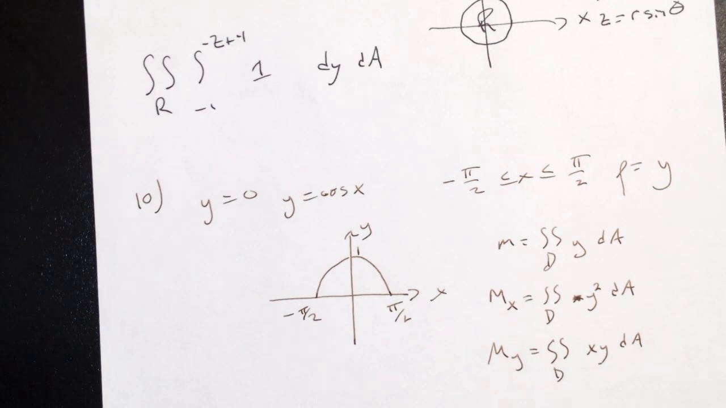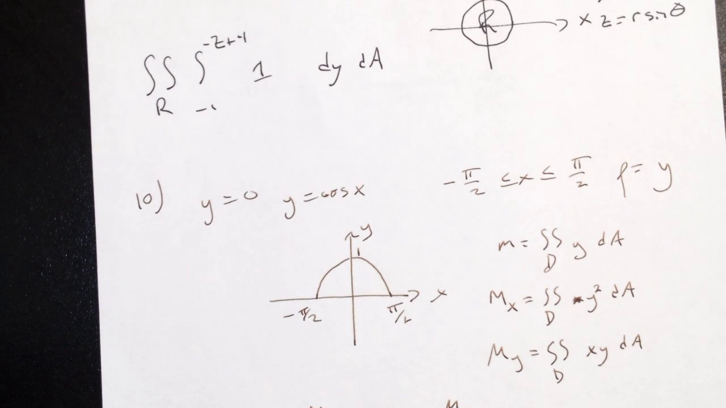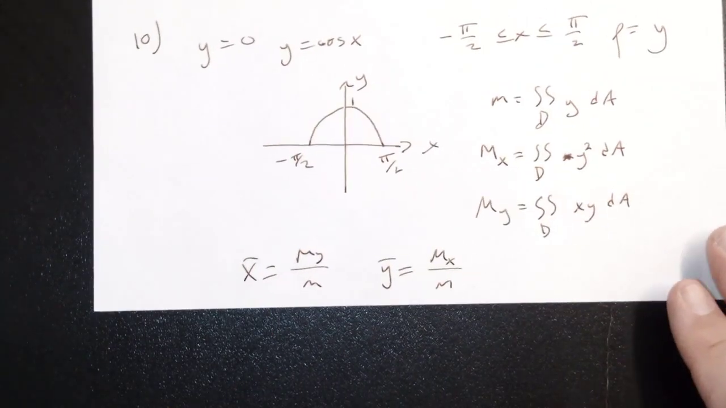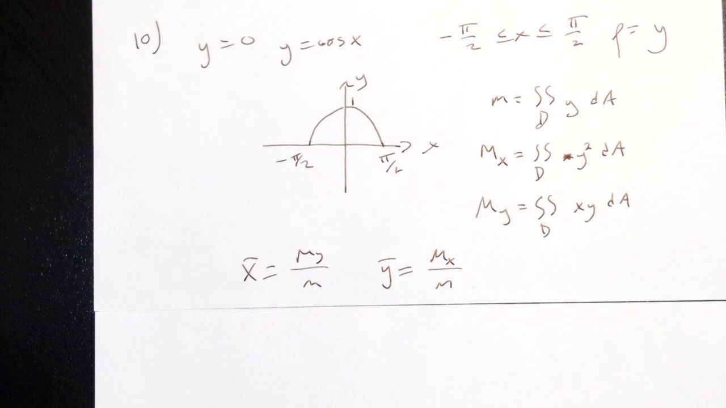So x bar is My over m, y bar is Mx over m. I've got to do 3 integrals. So let's do that first integral. First question, before I actually do either of the integrals, these integrals are all dA. Do you want to do this as type 1 or type 2? dy dx or dx dy? Because I've got a curve on the top and a curve on the bottom, and a number on the left and a number on the right.